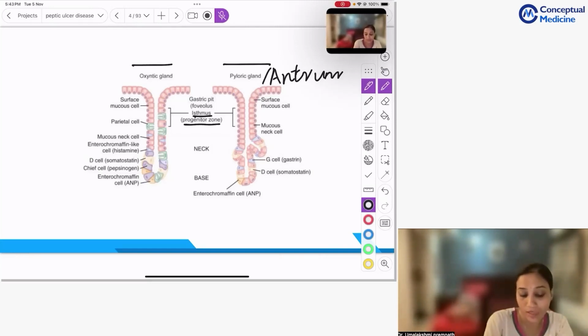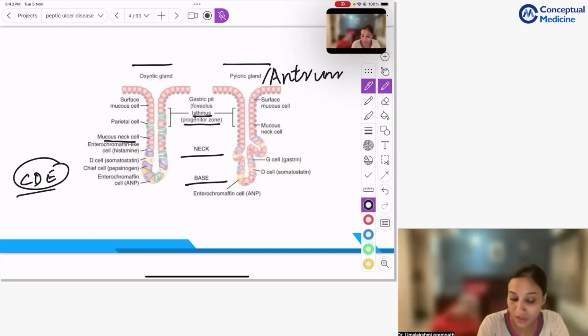So basically, you have the gastric pit. This is the isthmus or the progenitor zone. This is the neck and this is the base. So the cells on the surface are your surface mucus cells. The mucus cell migrates down to the neck, that is your neck mucus cell. And you have this cell. How I remember is by CDE. This is what is present in your oxyntic gland.